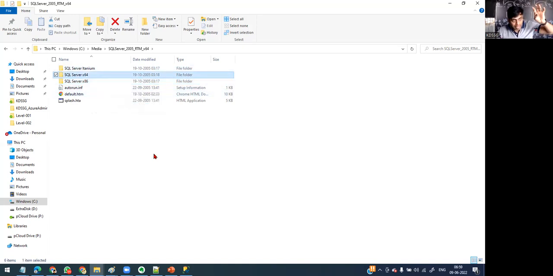That means, sir, in the SQL Server itself, there are three folders, three varieties, three variants, three options. If your laptop is a 32-bit laptop, install this software. If your laptop is a 64-bit laptop, install this software. If your laptop is an Itanium hardware laptop, then go for the first option. So that's what the meaning is.